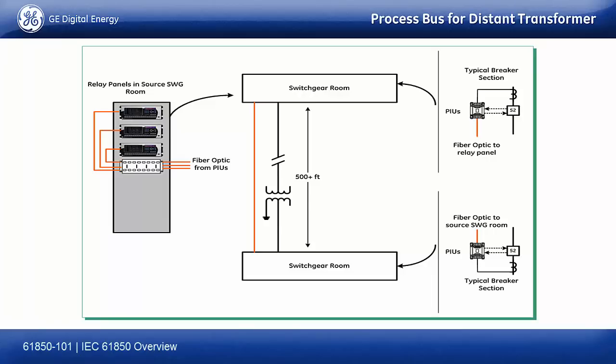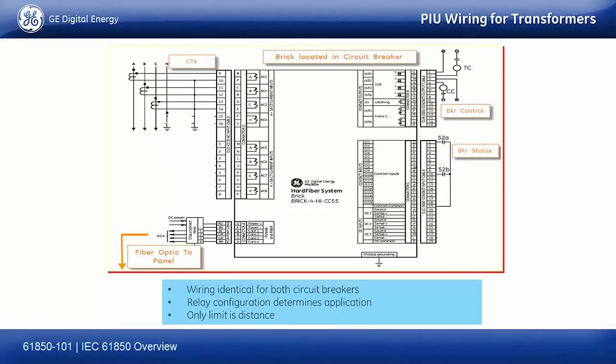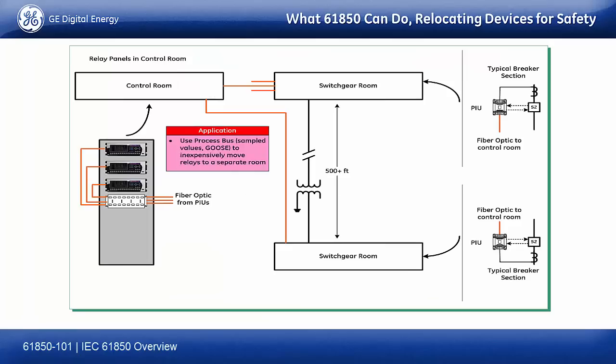I can do remote tripping from one end to the other, right? The bricks are wired into these breaker sections identically on both sides, regardless of voltage. So my CTs are wired in, my breaker control and breaker status are wired in, and fiber communicates to the panel. Once again, I can expand this by putting the relays in a separate room from the switchgear, because I don't have to pull tons of copper wiring. I can simply pull fiber between them and quickly connect the fiber.